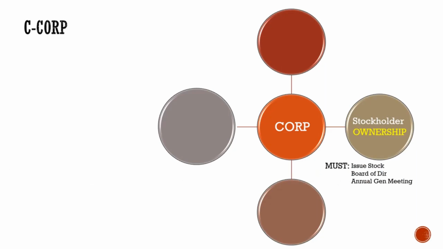But with the C corporation, you must have a board of directors, you must issue stock, and you must hold an annual general meeting. Now, the ownership is determined by who owns stock. And that's great if you plan to go public, your IPO, because you can raise financing by issuing stocks. However, whoever owns the stock can transfer the stock. They can sell the stock.